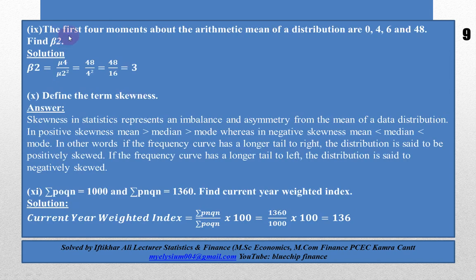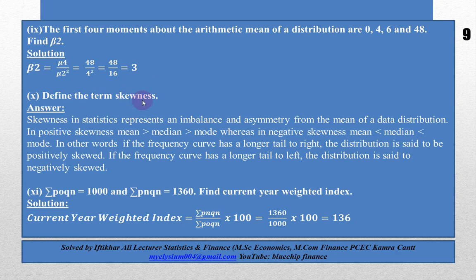Question number 9, the first four moments about the arithmetic mean of a distribution are 0, 4, 6 and 48. Find beta 2. So beta 2 is equal to moment 4 over moment 2 square. So moment 4 is here 48 and second moment is 4, so answer will be 3.